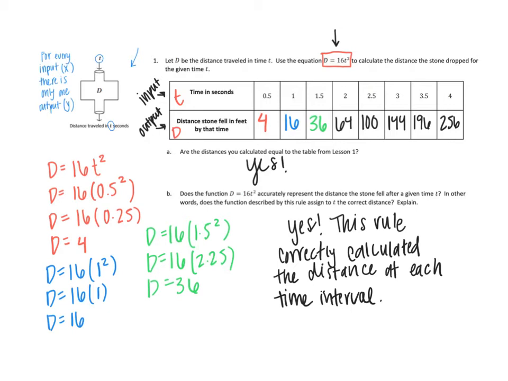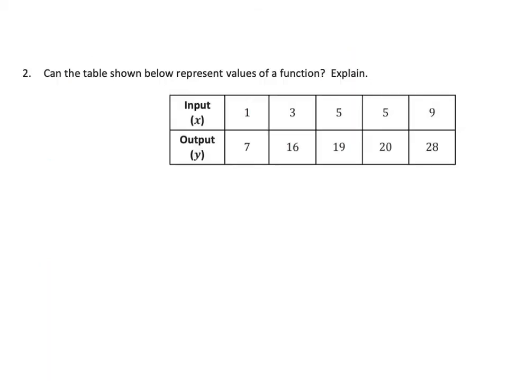Basically here we just applied the rule, filled in our table, and then we made sure to let them know, yeah, this rule worked. It matched our numbers perfectly. And eventually you'll be able to determine that rule on your own, but not today. All right, number 2, it says, does this table, or can this table represent a function? And it wants us to explain.